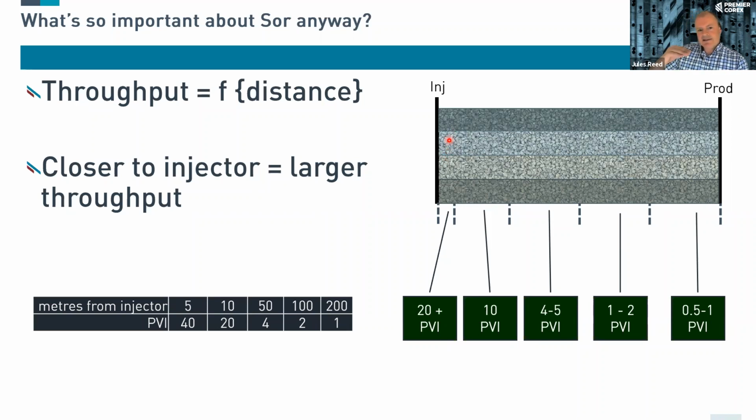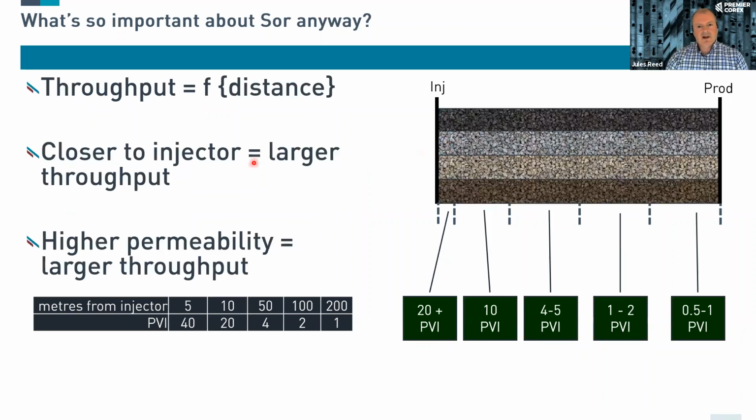So the throughput is a function of distance, and the closer to the injector, the larger the throughput. If we take that one step further and consider the different layers that we can see here as different permeability layers, and look at the height and its relative permeability, we'll say this is 0.5 of the total permeability. This first layer is 0.1.